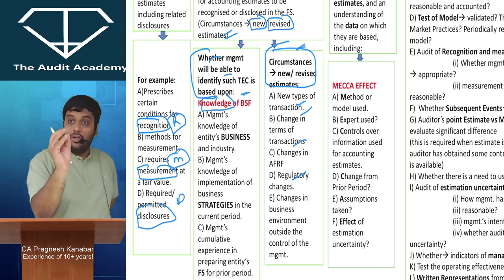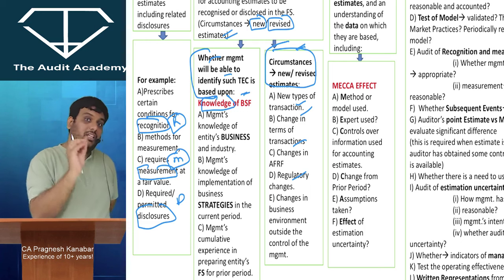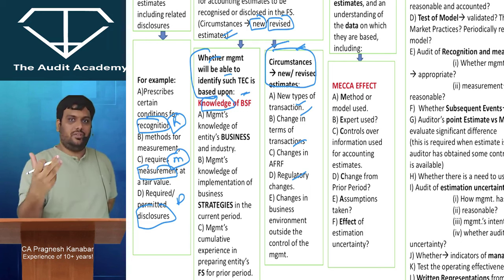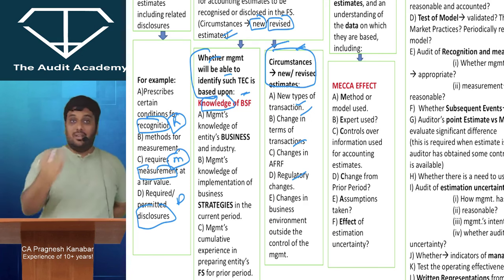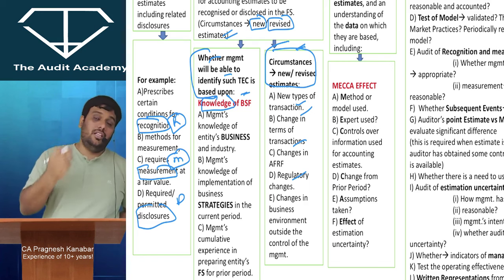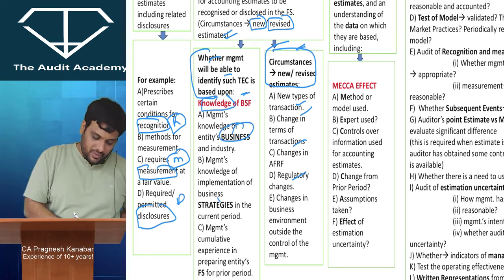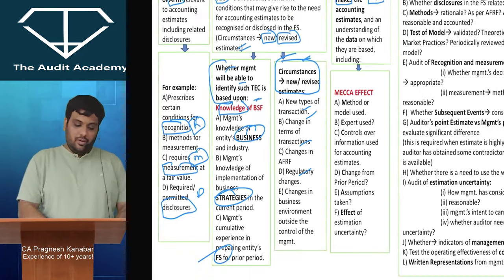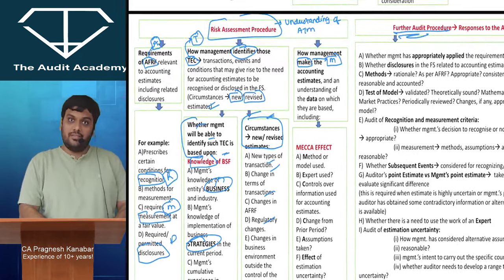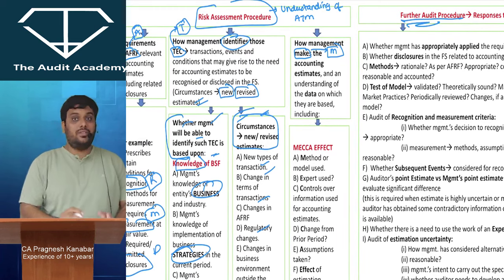Whether management has the knowledge of its own business. Whether management has the knowledge of the strategies, because these things will lead to estimates, contingencies, liabilities and so on. Whether management has experience and knowledge in the preparation of financial statements. So, B for business, S for strategy implementation and F for financial statements. Are you getting my point? Yes or no, sir? Yes, sir. So, be very clear about the questions that can be asked.